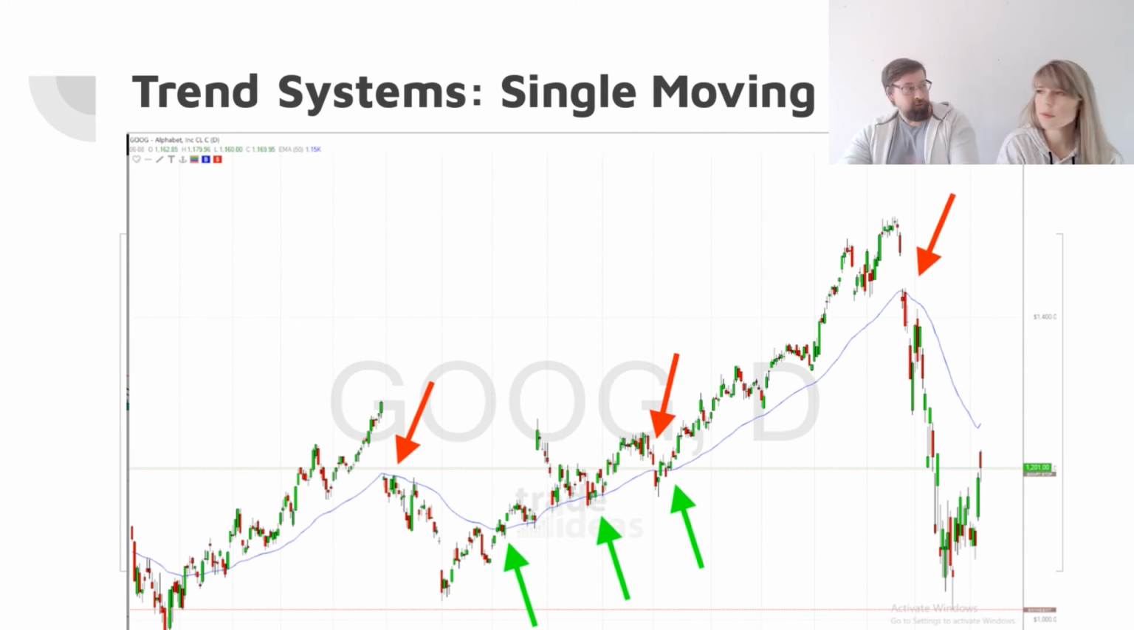The trend is your friend. Till the bend in the end. And then you want to make sure that you're able to get out, or in this situation, reverse, get short. Make sense? I think so.